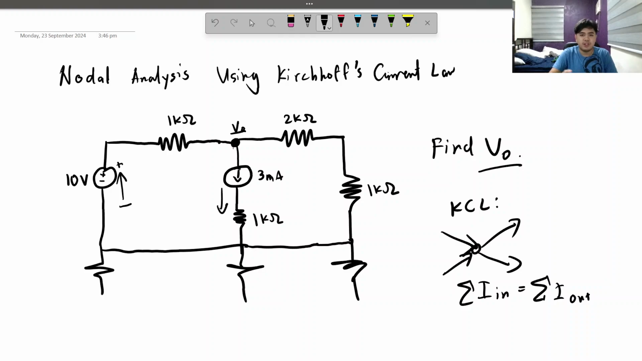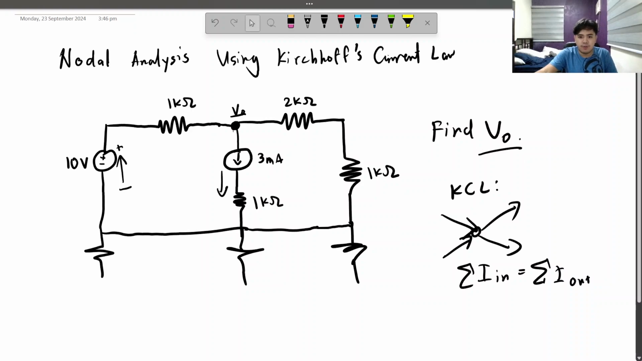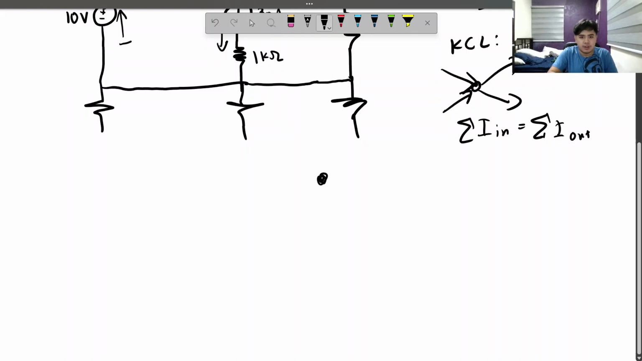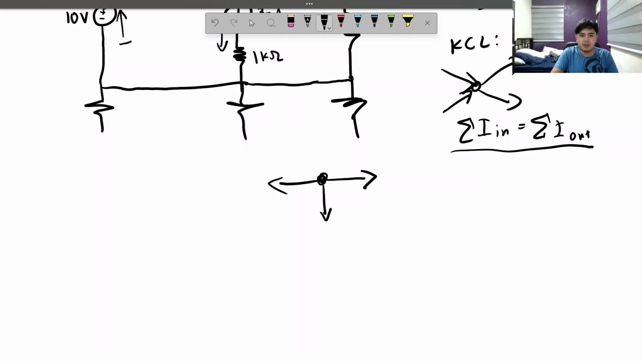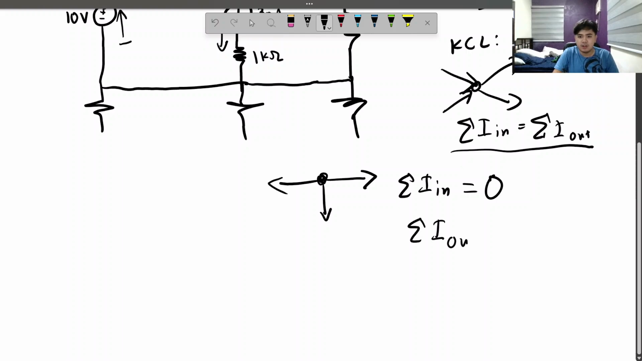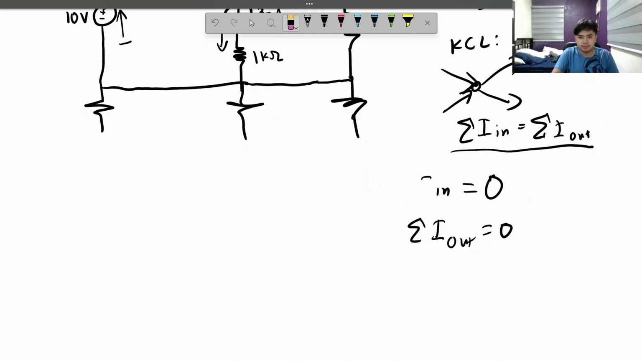The second thing we have to do is to assume outgoing current. So from V naught, we assume that all current is going out. Why do we assume this? Remember Kirchhoff's current law. All current going in is equal to all current going out. And if all the current is going out, this means that there is no current going in, or the all current going in is equal to zero, which means the sum of all current going out is equal to zero. So that will be useful in analyzing this node. So let's go solving it.